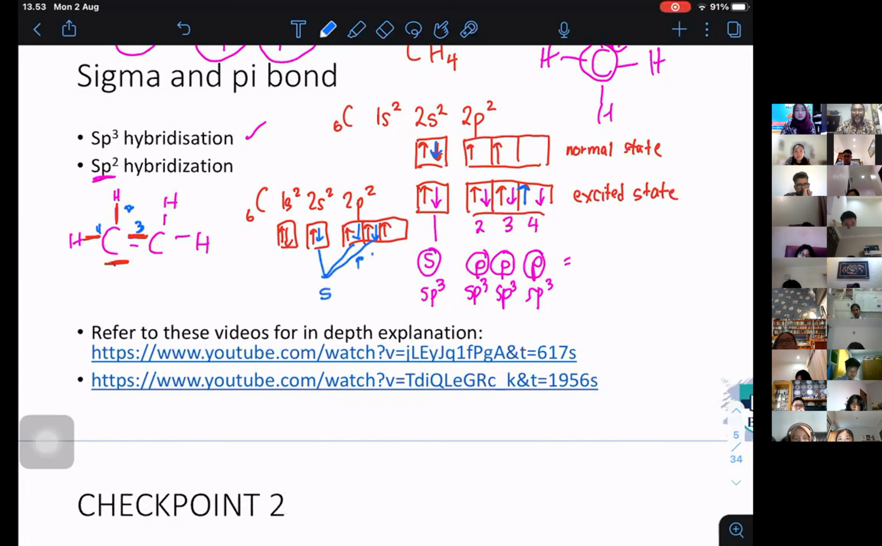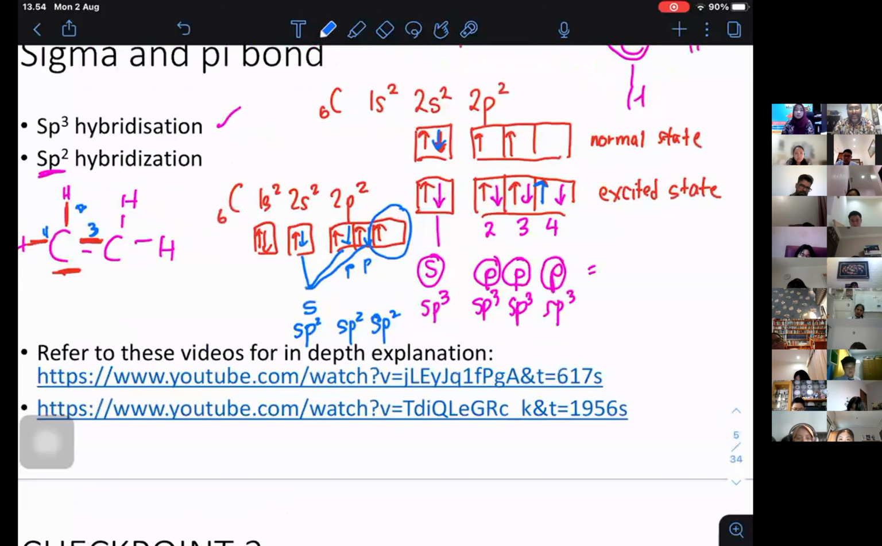So what happened to this, the one that is not hybridized? My internet is a bit slow, but you can see now. What happened to this electron that is not hybridized, the one that I circled over here? It will still form a bond, but the way that it forms a bond is going to be different. It will contribute to the pi bond, which is the sideways overlap.